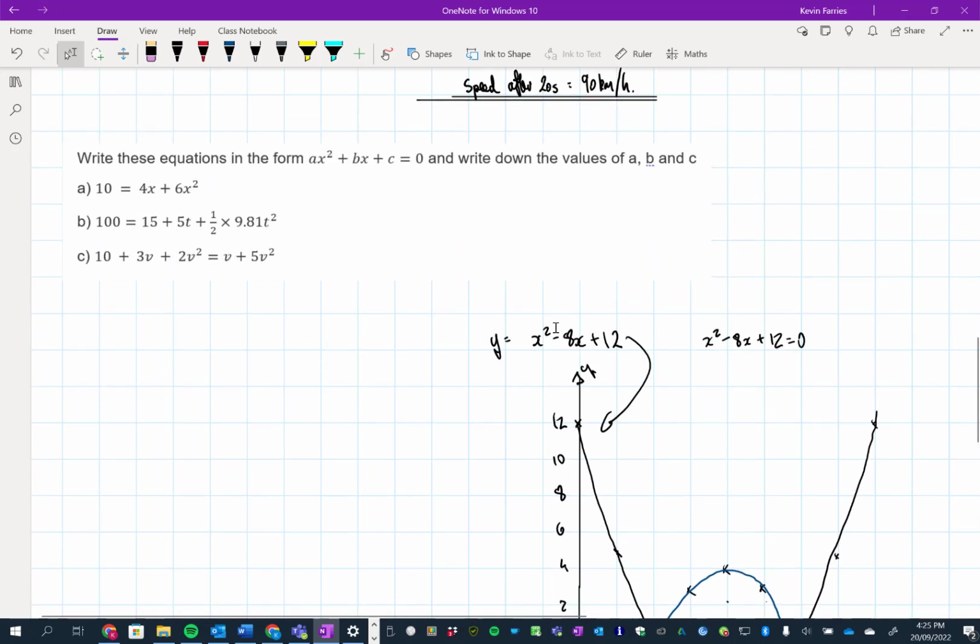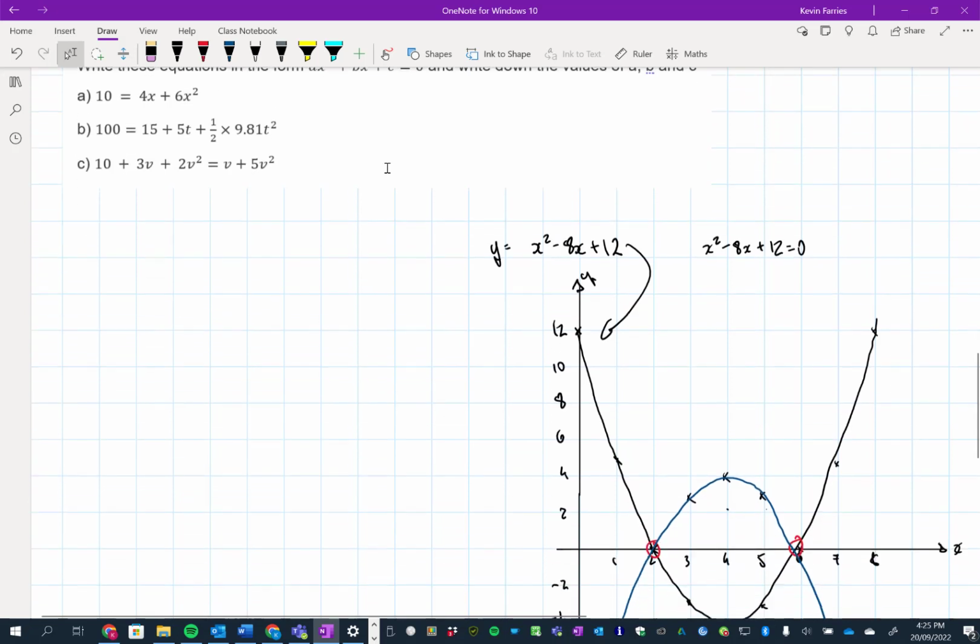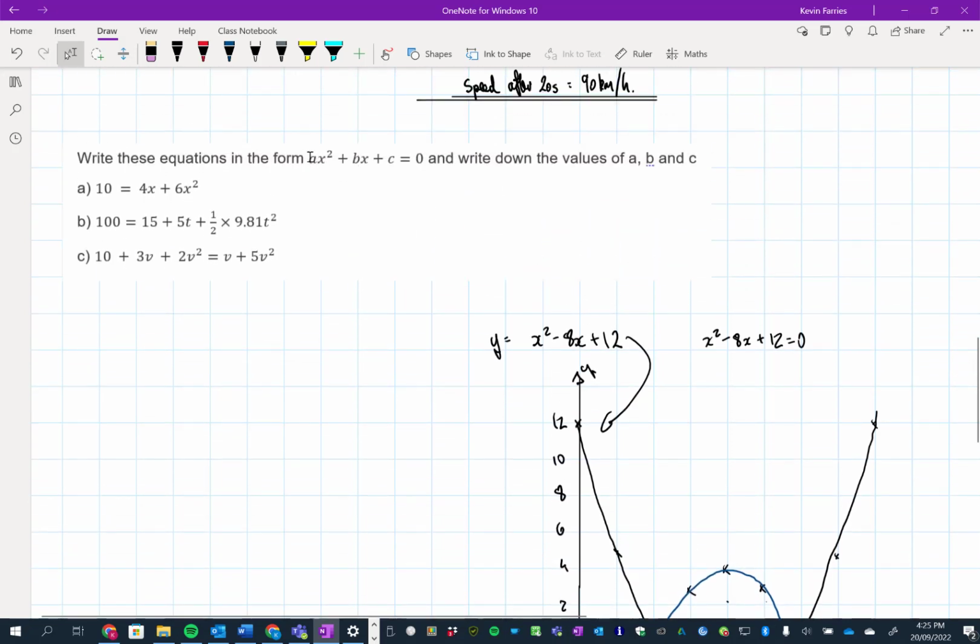But to solve these types of things, the first thing we have to do is put them into the right form. So they're always going to be a number times x squared plus a number times x plus a number equals 0. This x squared could be any letter. Could be t, could be v, could be z, could be u. But there's always going to be a number times something squared plus a number times something plus a number equals 0. And then this first number is a, this second is b, this third is c. But we have to put it into that form.